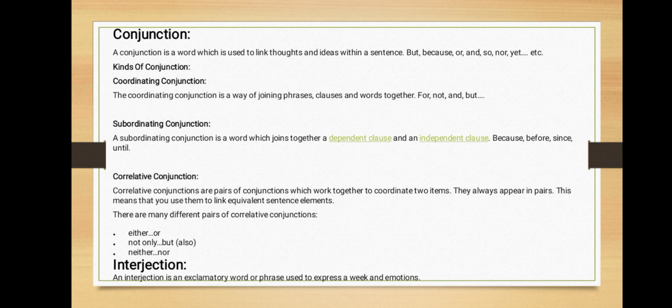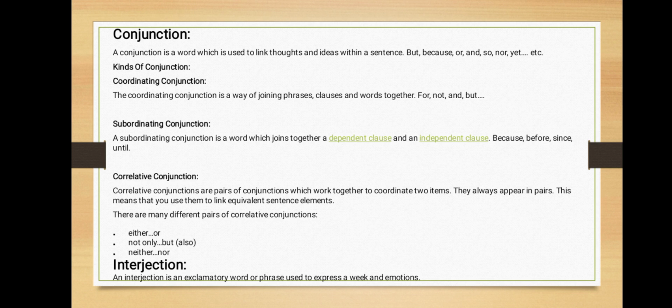Number two, subordinating conjunction. A subordinating conjunction is a word which joins together a dependent clause and an independent clause, just like because, before, since, until. For example, you should come before they arrive.